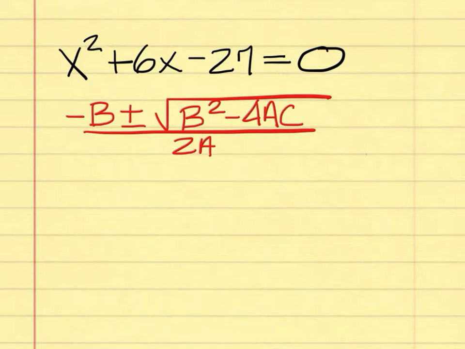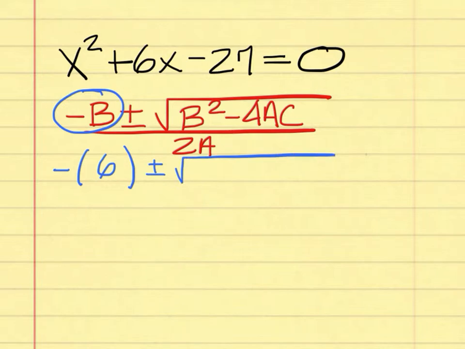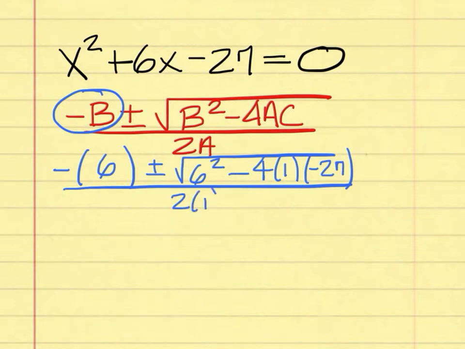So anytime you start here with negative b, write this, negative parentheses, because whatever b equals, that's what you have to put in those parentheses. And sometimes you'll have a negative b, which would give you a double negative. But in this case, we just have 6 for b. And inside the square root sign, we'll have 6 squared minus 4 times 1 times negative 27. All of that over 2 times 1.